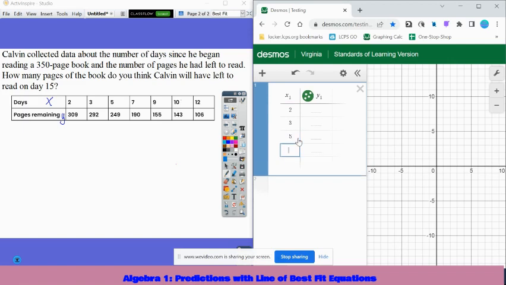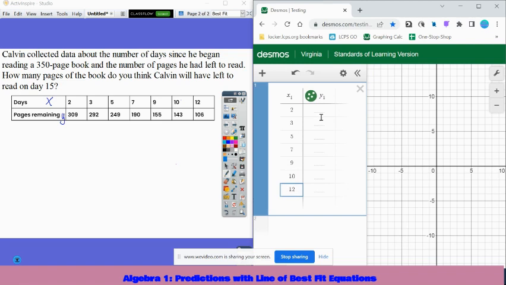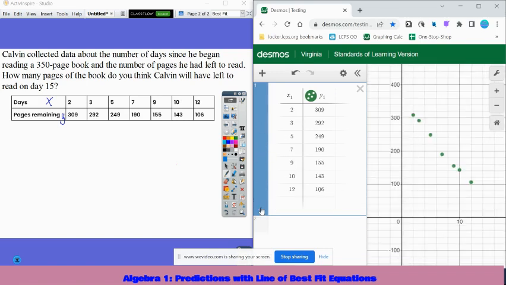2, 3, 5, 7, 9, 10, and 12 for my X values, and then my Y values are 309, 292, 249, 190, 155, 143, and 106. And I'm just going to double check, make sure that we've got them all there and typed correctly. Notice I can't see anything on my graph right now, but do recall in that left-hand margin, your zoom fit is that magnifying glass in the entry line, and that lets you automatically get your scaling appropriate to see these points and where they are.